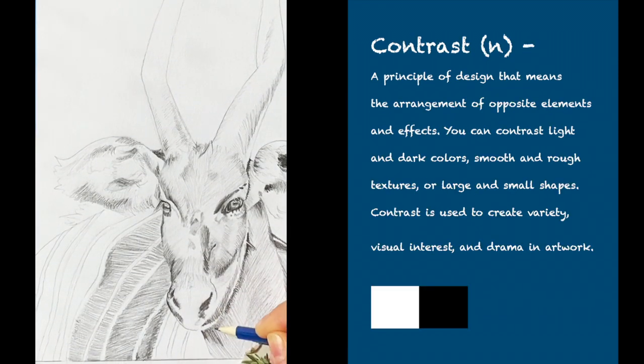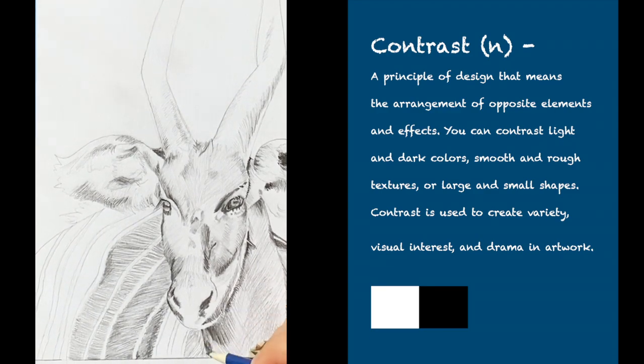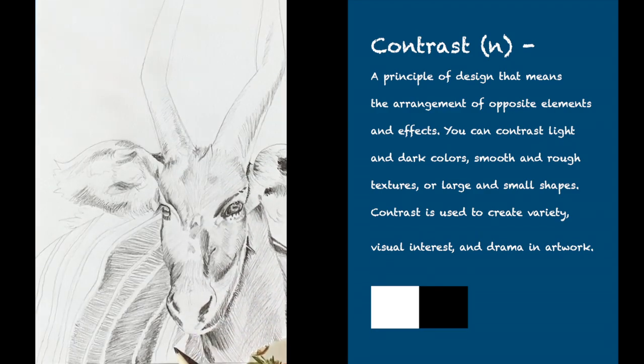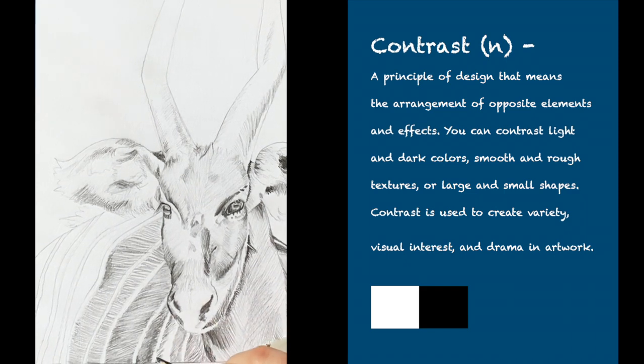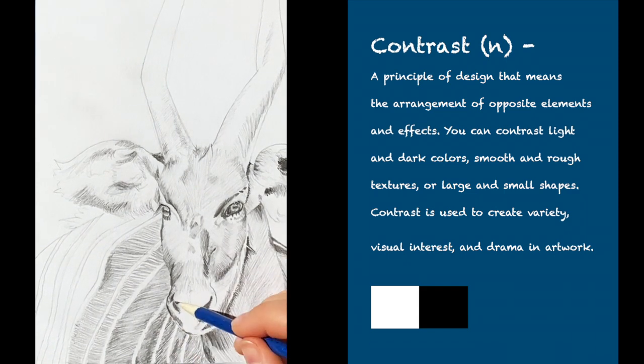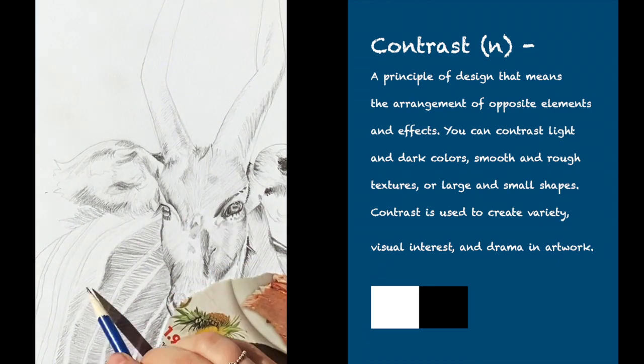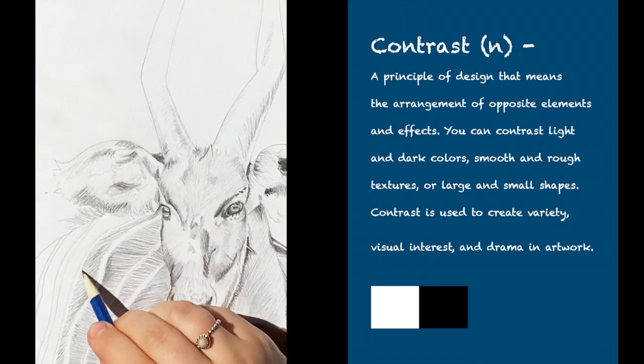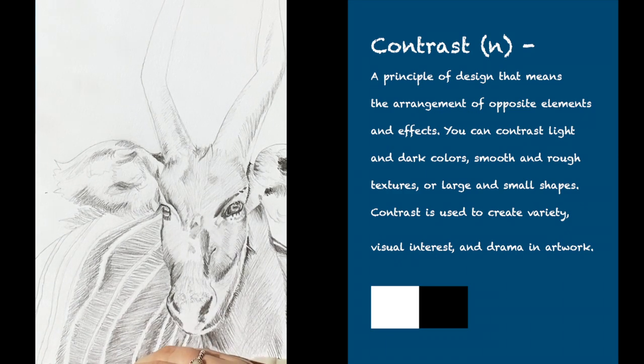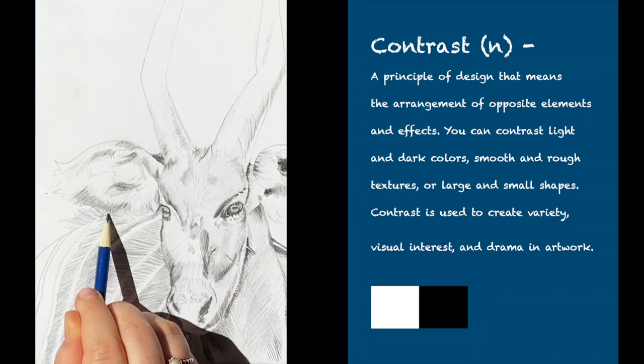One of the most important things you can do when drawing is using contrast effectively. Contrast is a principle of design that means the arrangement of opposite elements and effects. For example, you can contrast light and dark colors, smooth and rough textures, or large and small shapes. Contrast is used to create variety, visual interest, and drama in an artwork.